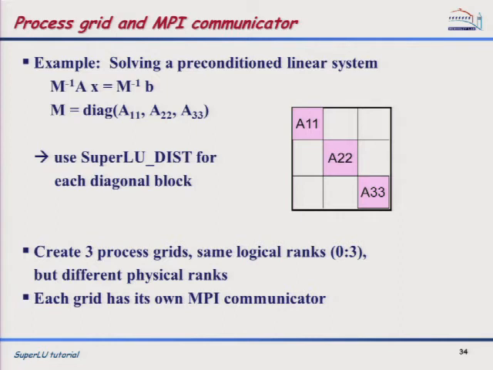So if we think about the process grid and the MPI communicator here, we can use this to solve a preconditioned linear system. For example, if I have a system AX equals B, I can multiply by a diagonal matrix, actually a block diagonal, formed by those blocks A11, A22, and A33 for this small example. And then we can use SuperLU_DIST for each one of these diagonal blocks. Instead of applying SuperLU to the whole thing, I apply it just to each one of the blocks, and then I could use that as a preconditioner, depending on the application that you have.